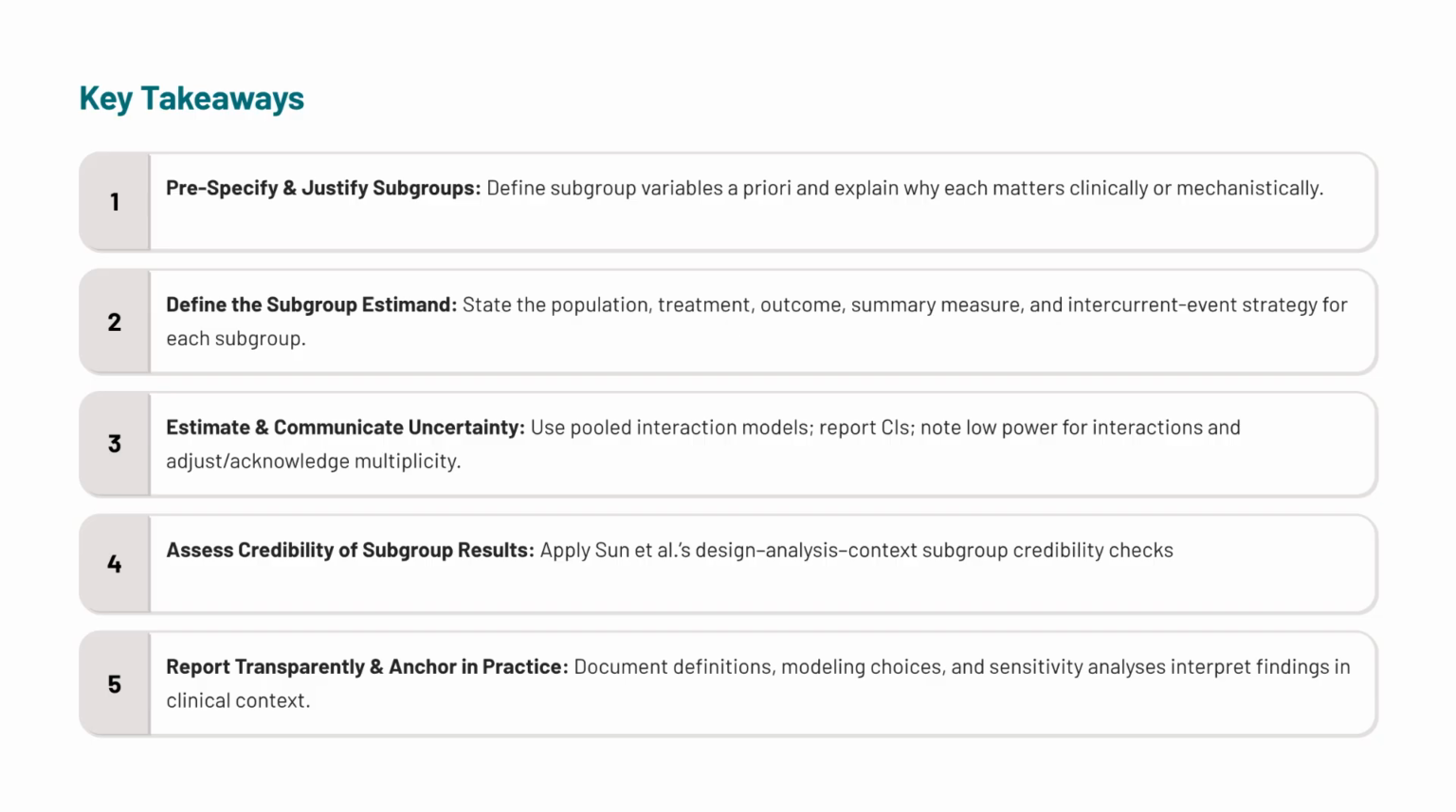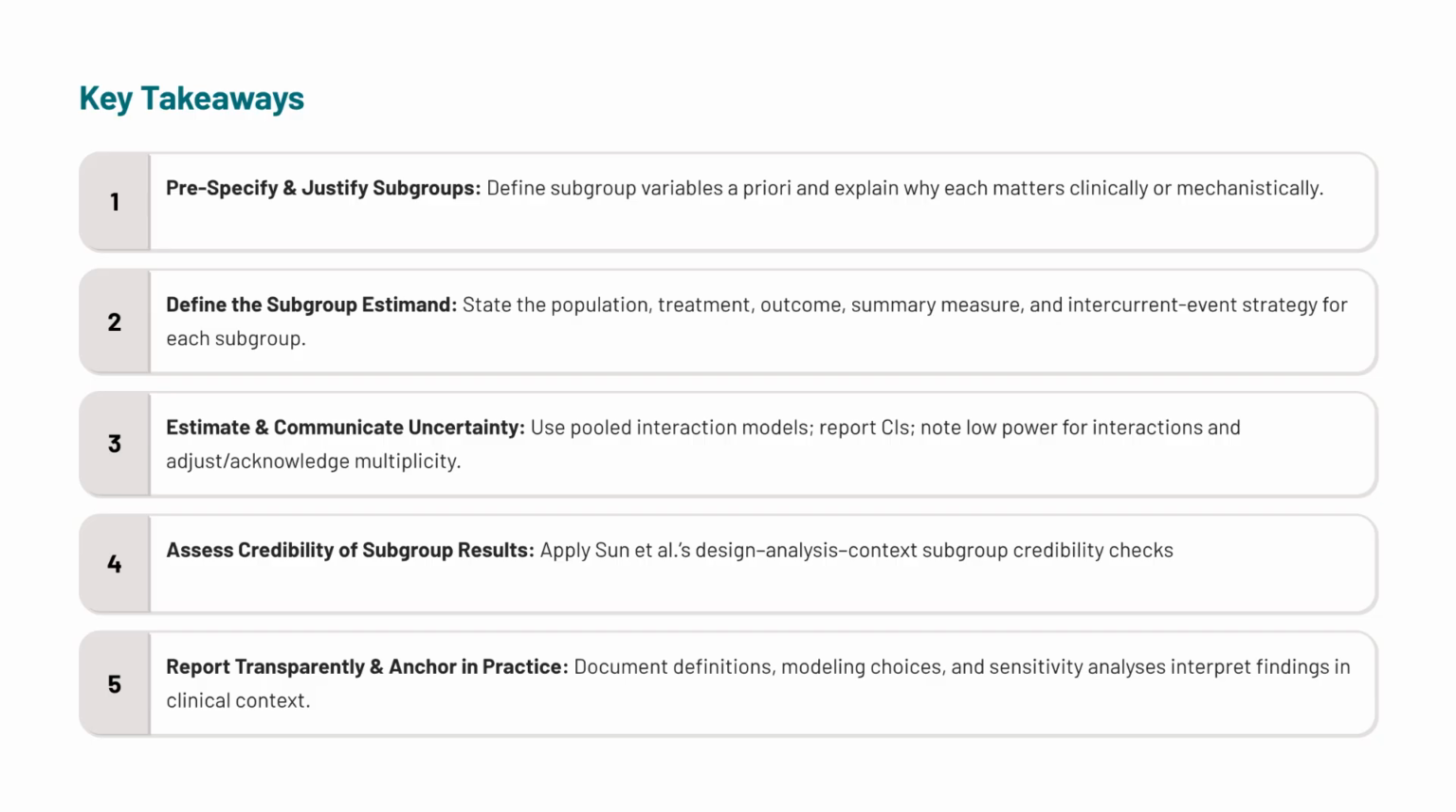So, let's wrap up. 1. Define subgroup variables a priori and explain why each matters clinically or mechanistically. 2. Clearly define the population, treatment, outcome, summary measure, and intercurrent event strategy for each subgroup question. 3. Use pooled interaction models and always report point estimates with confidence intervals. Keep in mind that interaction tests have low statistical power, but testing many subgroups can inflate type 1 error rates. So, adjust or acknowledge for multiple testing.